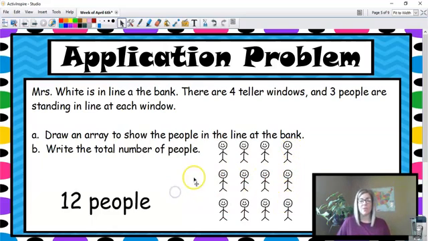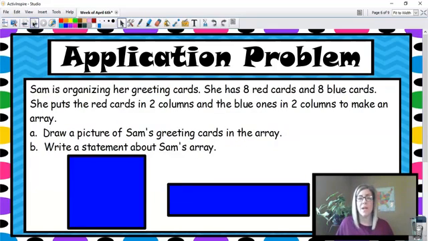So we're going to write the total number of people with our label. Don't forget your label. 12 people. Good job. All right. That is called composing an array. Okay, we remember decomposing and composing. Composing an array is making one. Okay, so now we're going to talk about another thing.